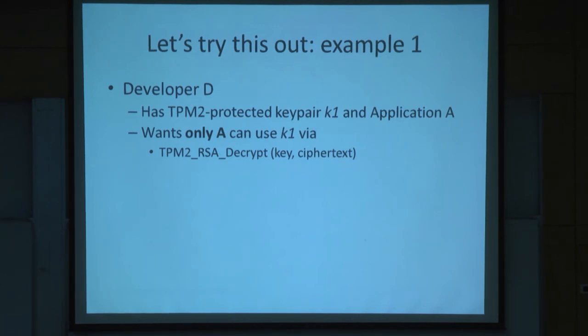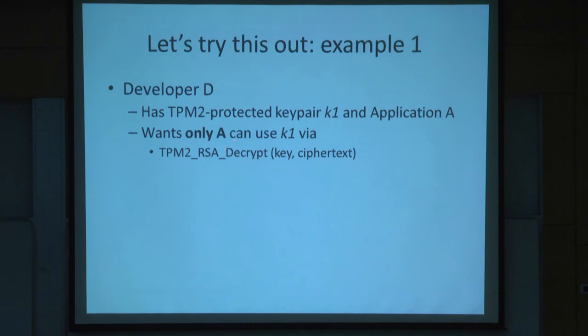So maybe they had an application that was running initially on your device, and it created a TPM protected key pair K1 using an application A. And he wants to make sure that only that application can access or can use key 1. So the key of course is never given out to any application because TPM protects that key, but it can allow the use of the key via a command like RSA decrypt.